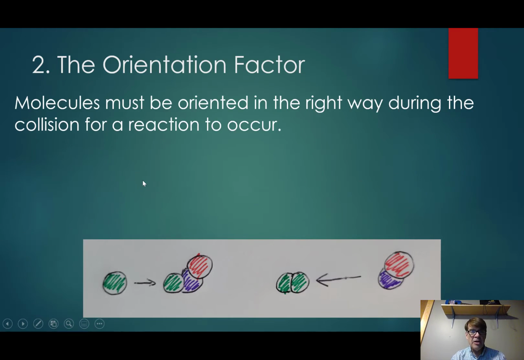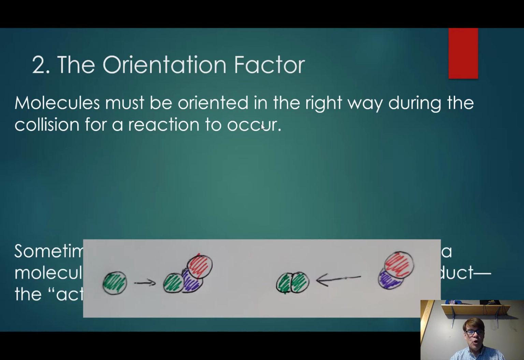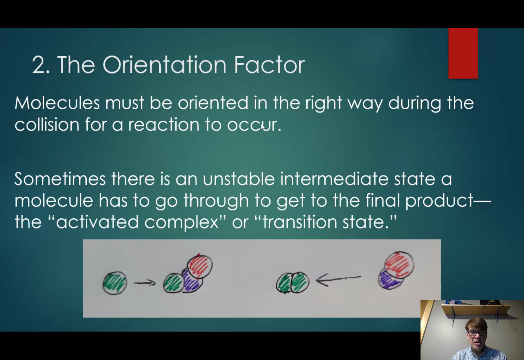Molecules must be oriented in the right way during the reaction for a reaction to occur. I use the example of shooting a basket. If the ball doesn't hit the basket right, it's not going to go in. In the same way, the molecules have to hit each other just right, or the reaction isn't going to happen.